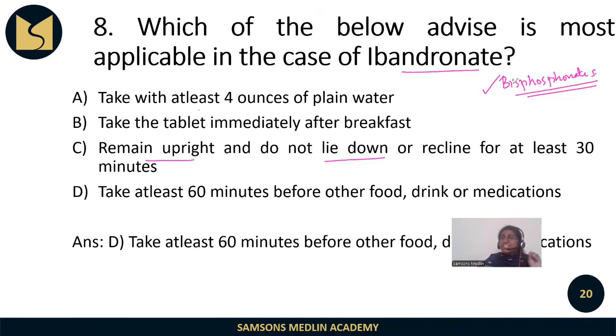Now the question is specifically about ibandronate. So we have to think, is there any difference between each of the bisphosphonates? There is alendronate, there is ibandronate, and the question is about ibandronate. Take with at least 4 ounces of plain water: if this question was about bisphosphonates in general, this option would be correct. But in the case of ibandronate, this option is not correct. We have to take it with large quantities of water, so this is not applicable here.